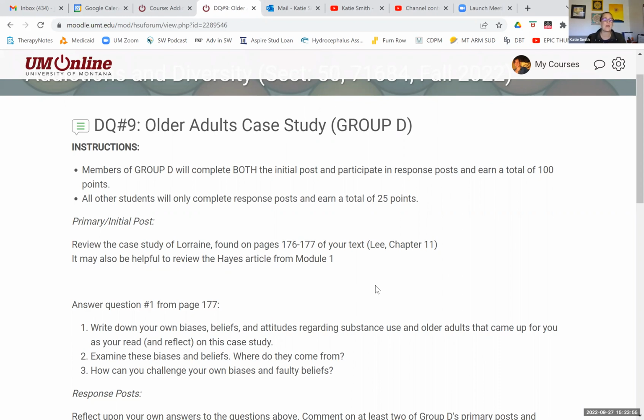As you're doing this, it may also be helpful to review the Hayes article from Module 1. That's also a hint that you might want to incorporate and cite some of the material from that Hayes article that you read, because it might be helpful when you answer these questions.